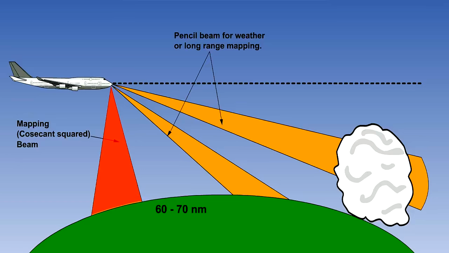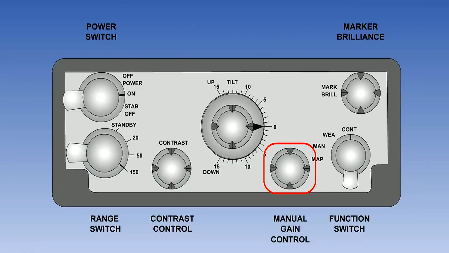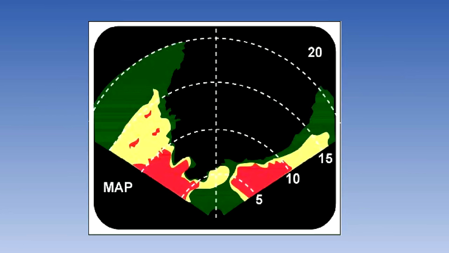The dimensions of the cosecant squared or fan beam are 85 degrees deep in the vertical plane and 3.5 degrees in azimuth. Signal amplification is adjustable via the manual gain knob. The downward tilt is adjusted for the best target presentation.